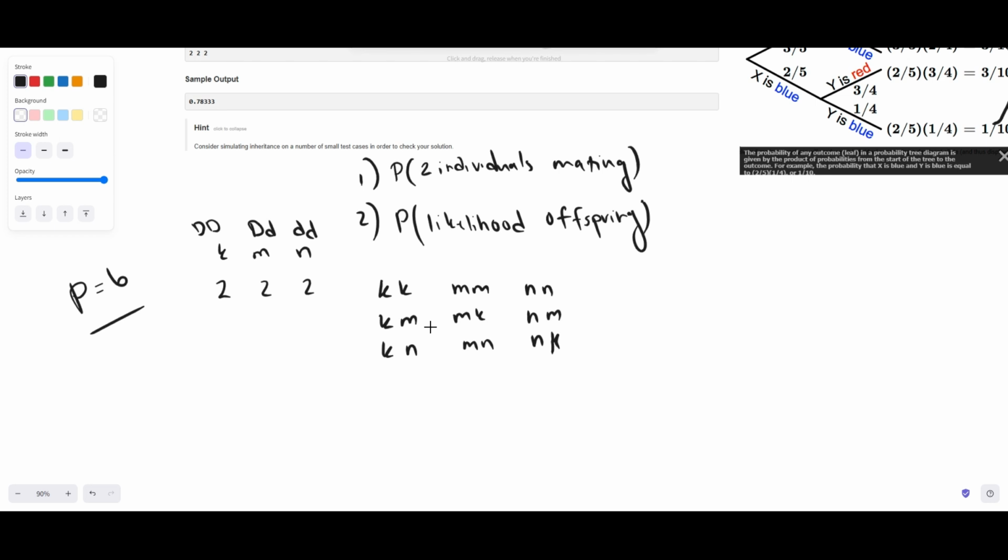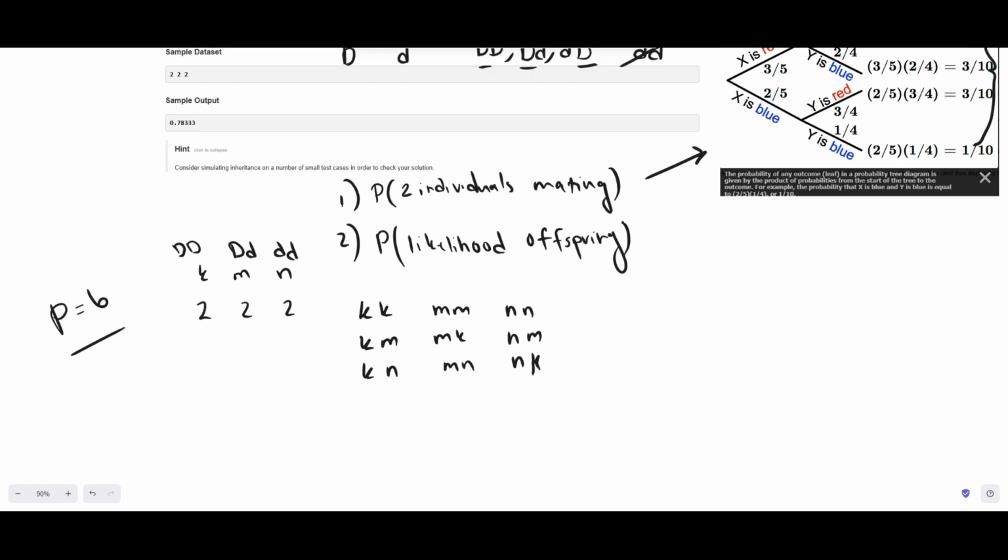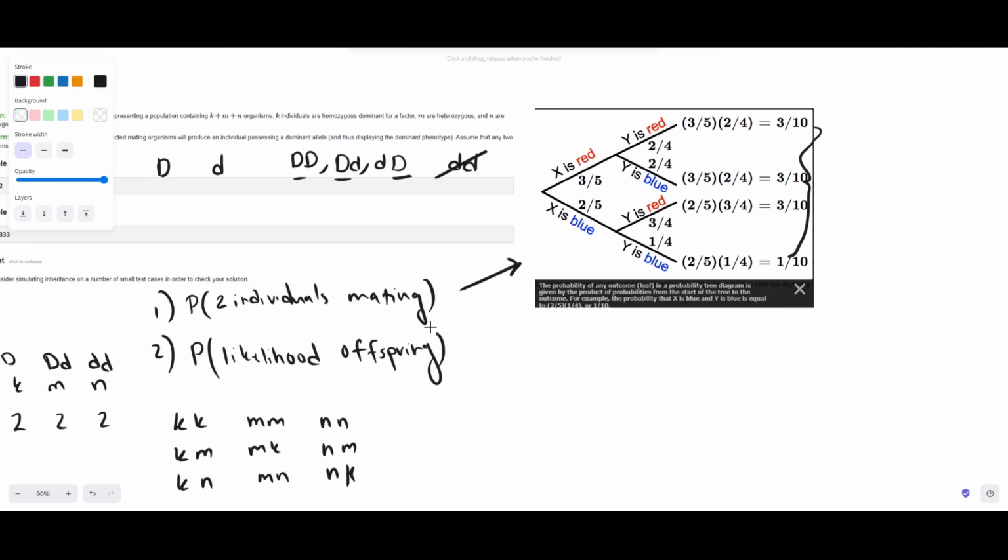And then we need the likelihood of the offspring. For this, we can leverage this decision tree. Let's say you have this individual with homozygous dominance, and another individual that has these properties. Then for the likelihood of the offspring, we simply need to leverage Punnett squares, for example like this, to establish the likelihood of that offspring having the said dominant allele.